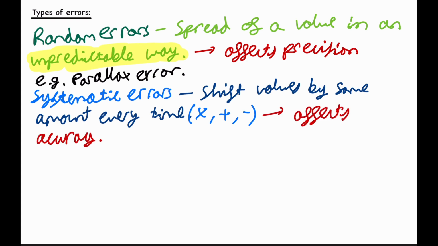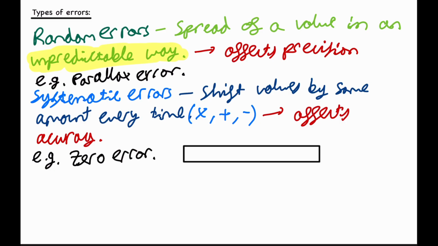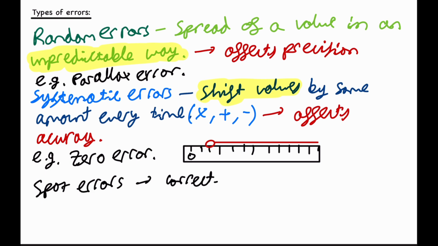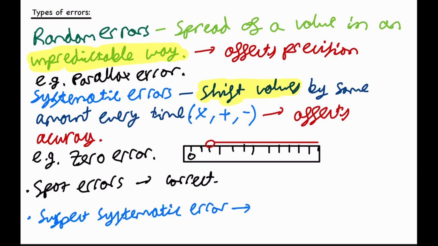An example is a zero error. For example, where you measure on a ruler and you start reading from here instead of at 0, your values would be shifted to the right. So they'll be increased, so they'll have this difference because you're not reading from the 0. So this is a zero error. The main characteristic of the systematic error is that they shift your values by the same amount. And if you spot any of these errors, you will try to correct them. And if you suspect a systematic error, you could repeat the experiment with a different technique and compare your results.